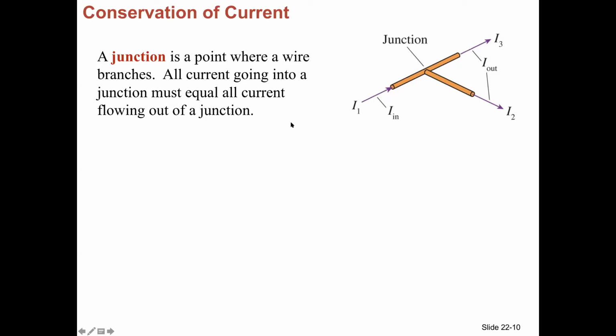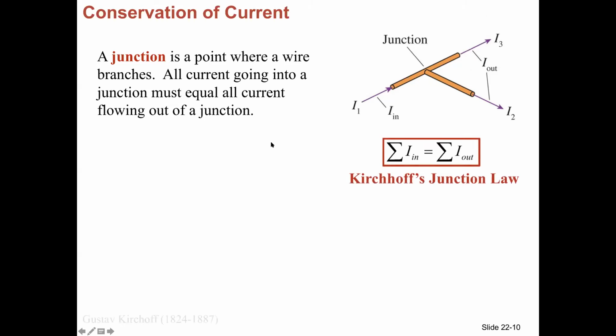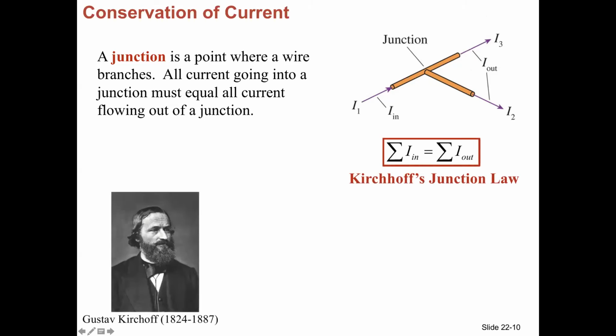What that means is that if you have a set of wires like this, the total amount of current going in has to equal the total amount of current going out. And that's called Kirchhoff's junction law. But really, it's just saying that charge is conserved. So here, for instance, whatever I1 is has to be equal to I2 plus I3. So I1 here is the current going in, I2 going out, I3 going out.